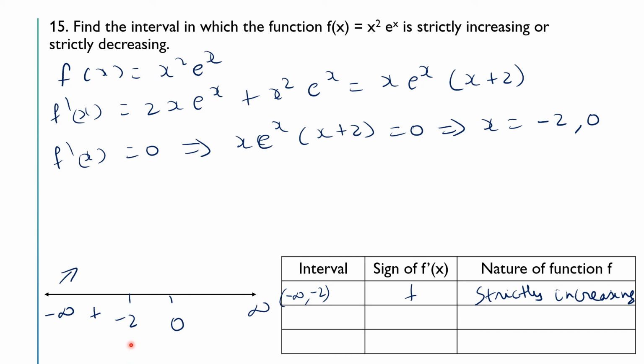Now if we consider the interval minus 2 comma 0, if we consider a point, say minus 1, and check the sign of f dash of x, so here it will be minus 1 into e raised to minus 1 into minus 1 plus 2. So here it is negative and here it is positive. So negative into positive will be negative. So the nature of function f is strictly decreasing. So in the interval minus 2 comma 0, the sign of f dash of x is negative and the nature of function f is strictly decreasing.